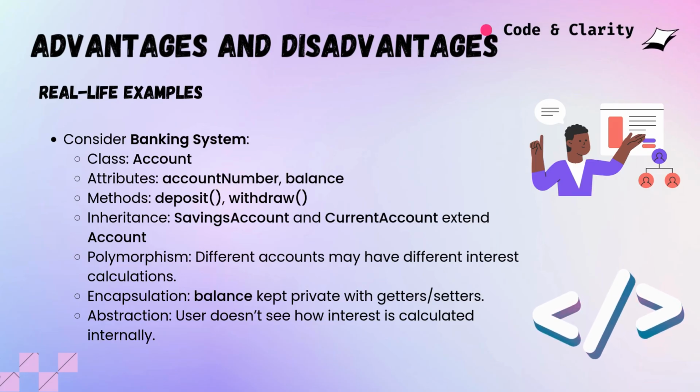Let's tie it all together with a banking system example. Class: what is the class name? Account. This account has an account number and balance. Now what is the object? Your actual account at the bank. Now let's see encapsulation. You can't directly change the balance. You can only do it through deposit or withdraw methods.